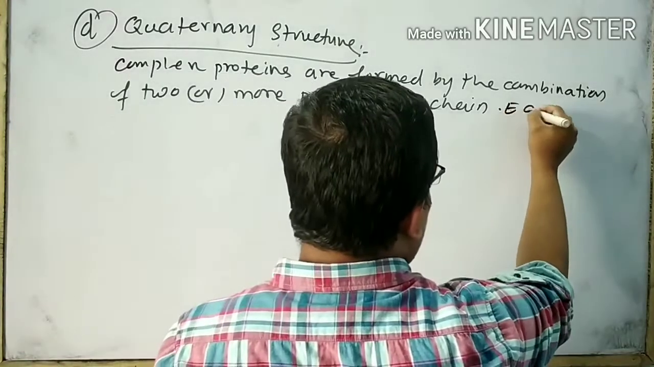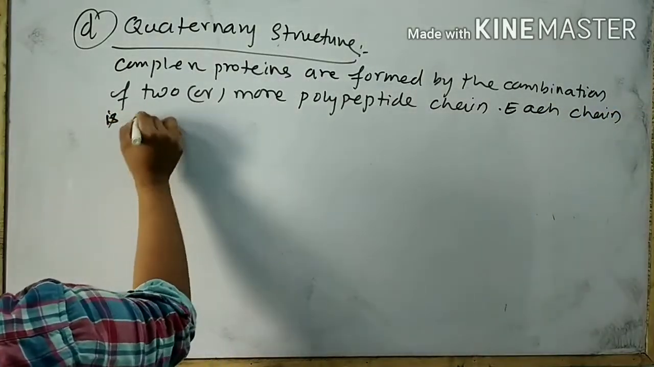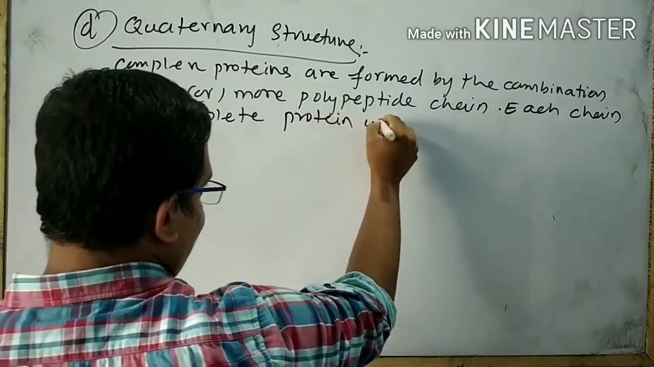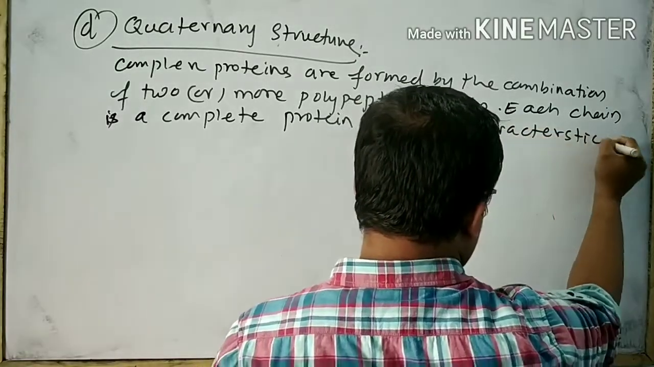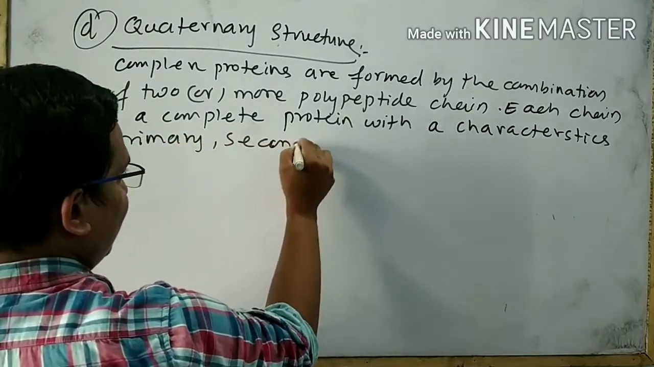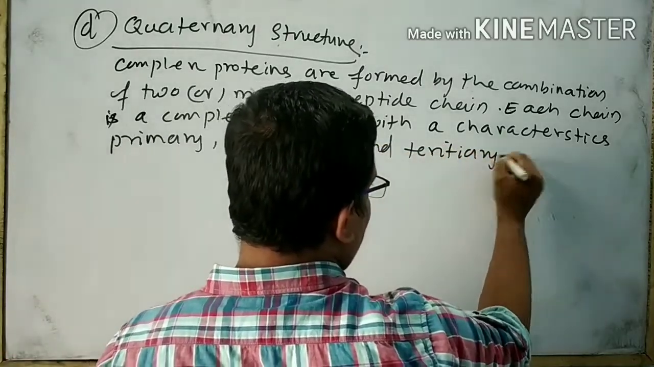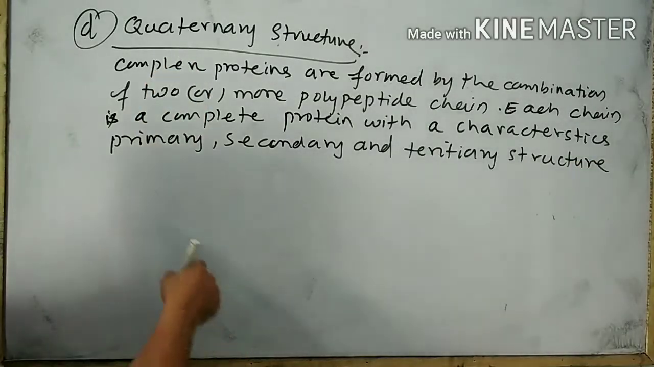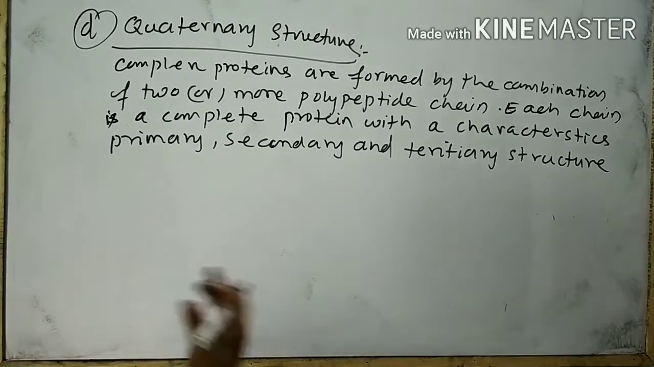So we can write each chain is a complete protein with the characteristics of primary, secondary and tertiary structure. The quaternary structure refers to the polypeptide chains and the linkage of each polypeptide chain.